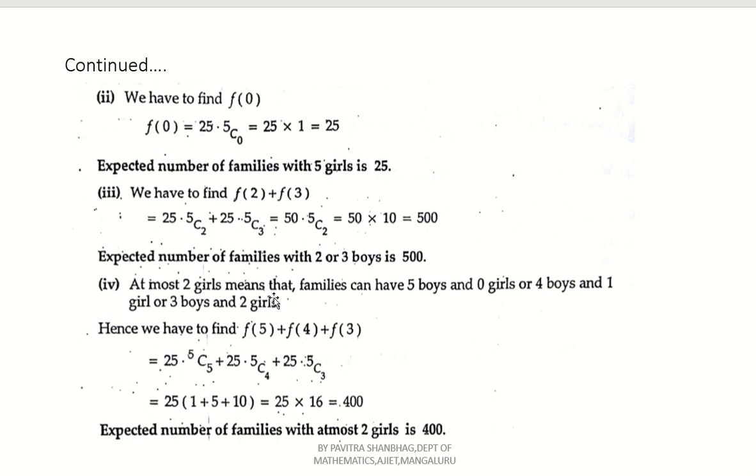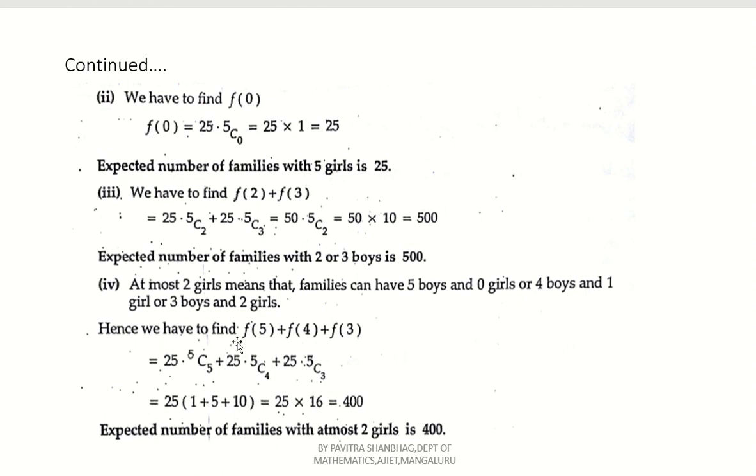Now last one, what they asked? At most 2 girls. What is the meaning of at most 2 girls? That is nothing but either 0 girl or 1 girl or 2 girls. Maximum is 2 girls. So this can be written in the form of number of boys indirectly, because families can have 5 boys, which means 0 girl, because only 5 children they have given. Out of 5 children, 5 boys means there is no question of girl, that means 0 girl. Similarly 4 boys means 1 girl. Similarly 3 boys means 2 girls. If you add, you should get the number of kids same.